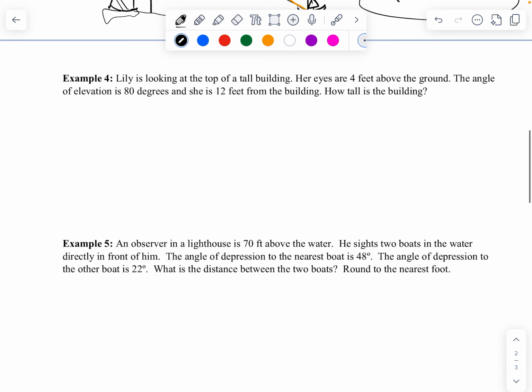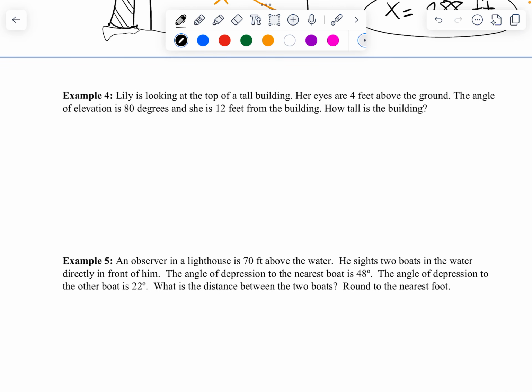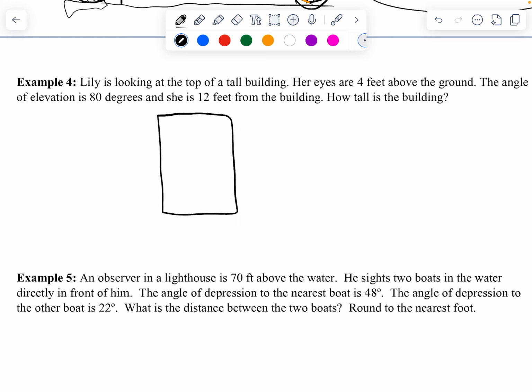All right, last couple examples here. So example 4, let's get a little more challenging with our diagrams. Lily is looking at the top of a tall building. So first off, it might be a little more helpful to draw my building. All right, here's maybe the doors, like a double-sided door, some windows in the building. Yay, top of the building. Okay, and then we have Lily all the way away from the building because she's looking at the top of the building.